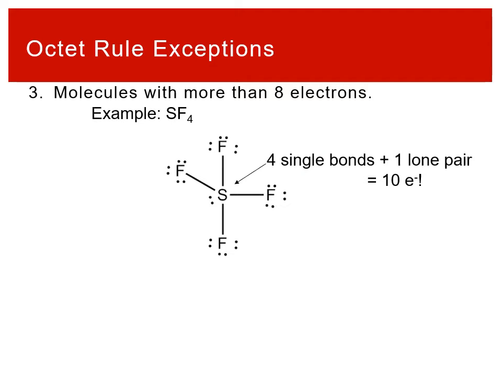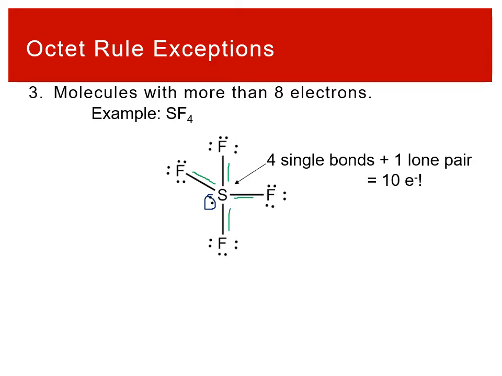If we look, it has 4 single bonds on the sulfur, 1, 2, 3, 4, and it has a lone pair. So that would be a total of 10 electrons. That's violating the octet rule. There are more than 8 electrons.